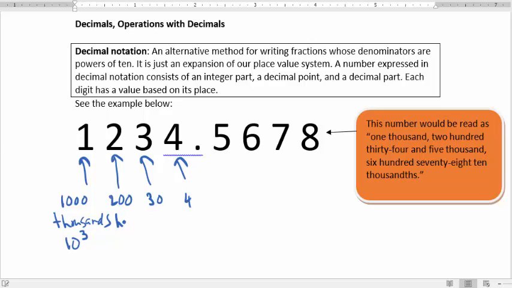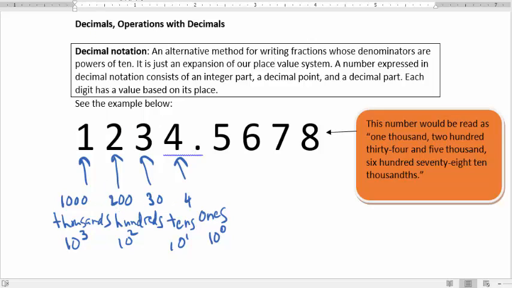This place here was called the hundreds place. That was 10 to the second power. This place was called the tens place, which was 10 to the first power. And this place was called the ones place. And we didn't talk about zero exponent, but really 10 to the 0 power actually means 1. So that's how these places worked, right? So that was really 1,000 plus 200 plus 30 plus 4.